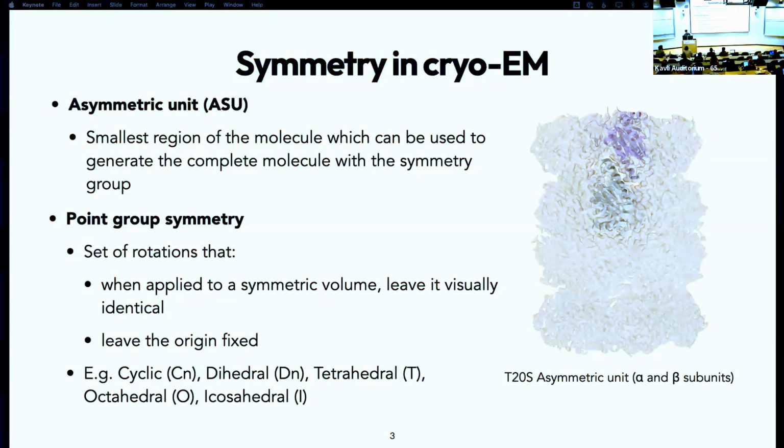Also point group symmetry, very basic, but we use that to refer to the set of rotations that, when applied to an asymmetric unit, leave a symmetric structure unchanged. And so they, by definition, keep the origin fixed in space, hence the name point group or fixed point. And so in CryoEM, the common point group symmetries that are implemented in most software, such as CryoSPARC, are cyclic groups, also dihedral symmetry, and then higher order symmetries like tetrahedral, octahedral, and icosahedral. Okay, great.